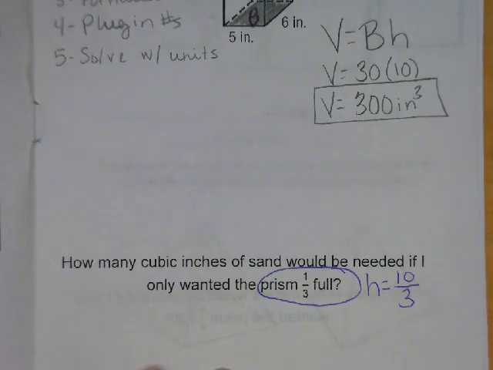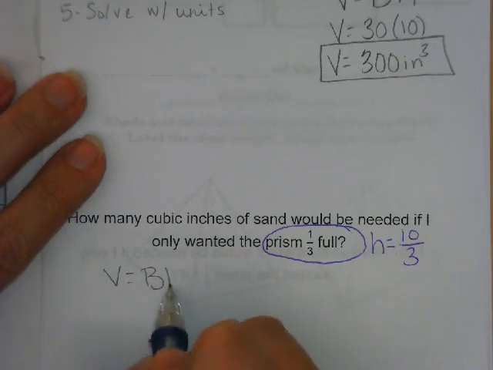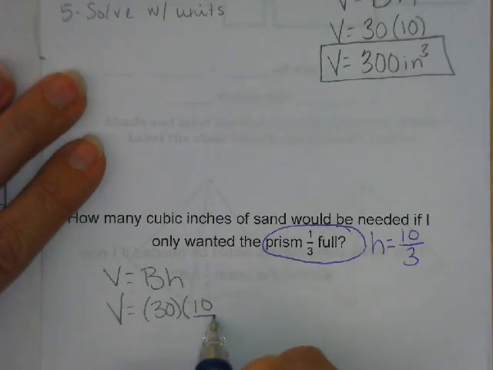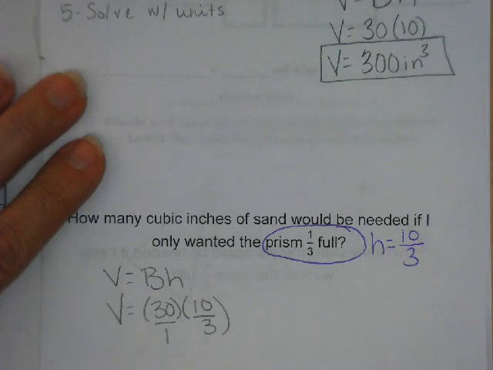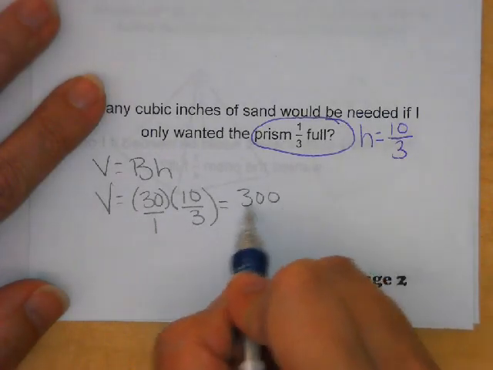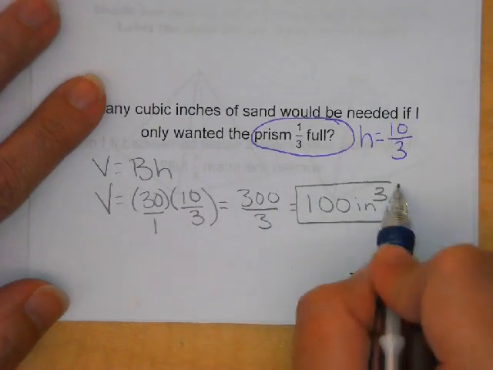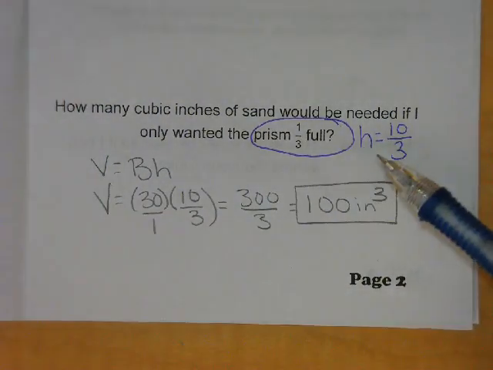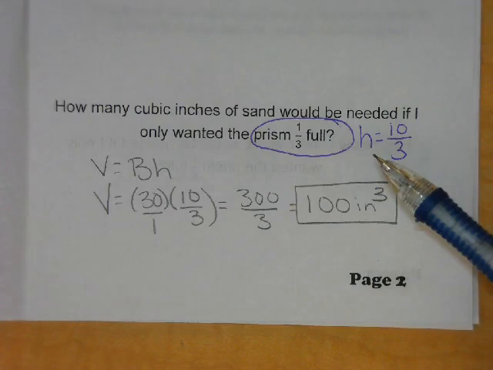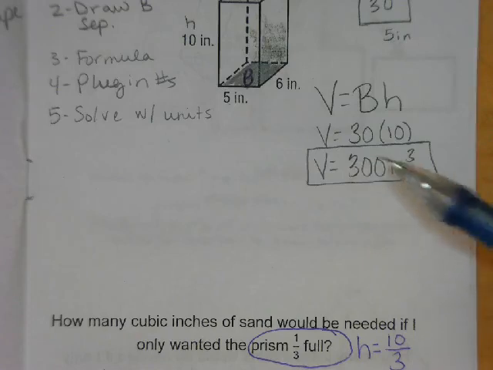Yes? And I know that looks a little bit funky, but don't overthink it, right? We can still say V equals big B H. Big B did not change. Our base is still 30. Our height is 10/3. Well, can I put this as 30/1? What happens? Top times top, still 300 divided by 3. What do we get? 100 inches cubed. Now, if it said the whole prism is 1/3 the size, then you're using 1/3 on the 5, the 6, and the 10. Do you see that? All right.